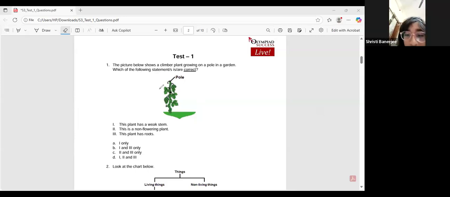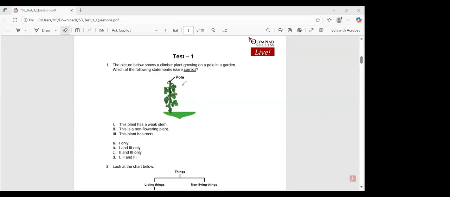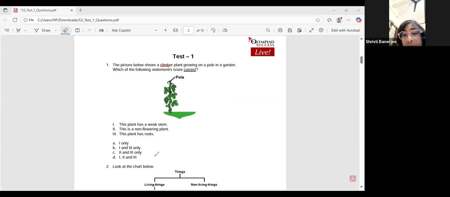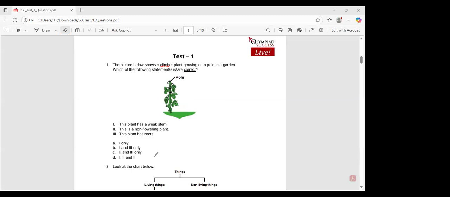So the first question states that the picture below shows a climber plant growing on a pole in a garden. Which of the following statements is or are correct? So first of all, what is a climber? A climber is a plant which cannot stand erect. It's not strong like a bamboo. Have you seen a guava plant or a mango tree? Yes, it is erect, no? But have you ever seen a bitter gourd or a cucumber plant?